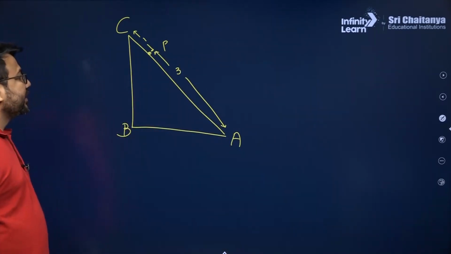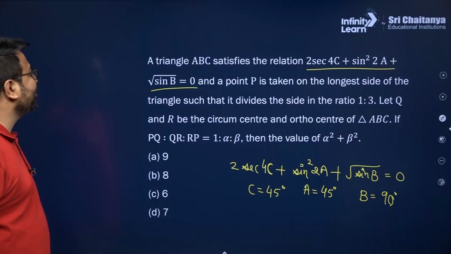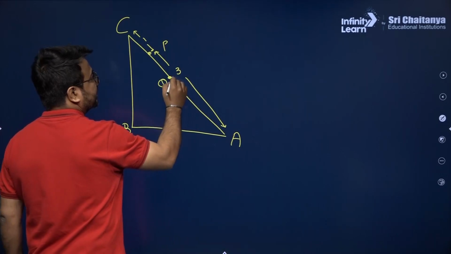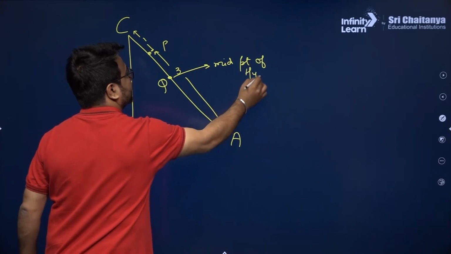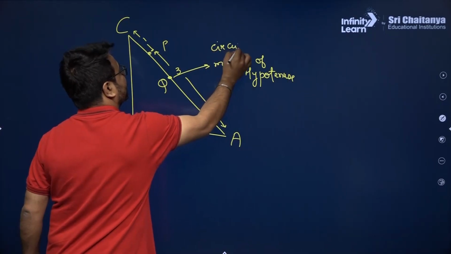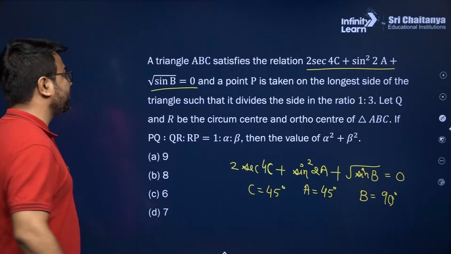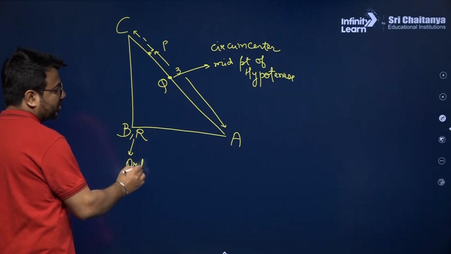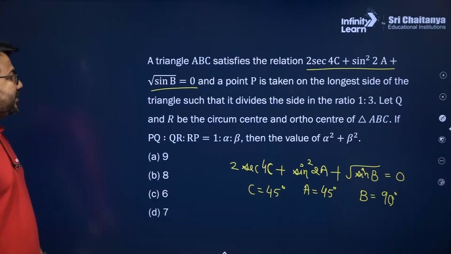Alright, 1:3. Next, let Q and R be the circumcenter. So Q is a circumcenter. Do you know the circumcenter lies at the midpoint of the hypotenuse? This is the midpoint of the hypotenuse, and this is the circumcenter. And moreover, they have told us that R is the orthocenter of the triangle ABC. So this can also be written as R. The orthocenter lies at the vertex where we have 90 degrees. So R is the orthocenter.